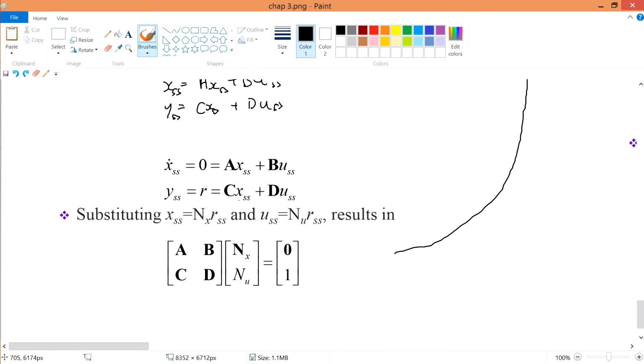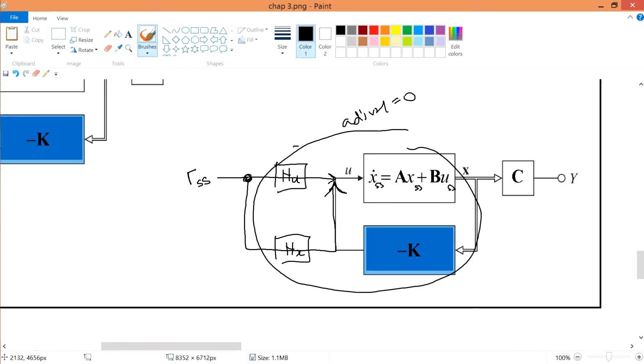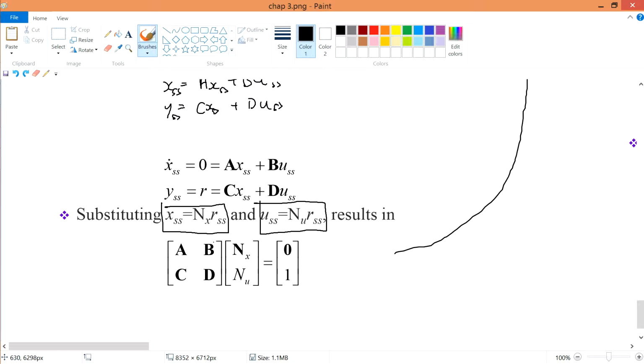Okay, and instead we will write my XSS as NXRSS, and my USS as NURSS, which is over here. NURSS is for this thing over here, NXRSS because it's going in this manner, so therefore you have your AXSS over here. Okay, I hope that this is pretty clear so far. So we just simply rewrite our XSS as equal to this thing.